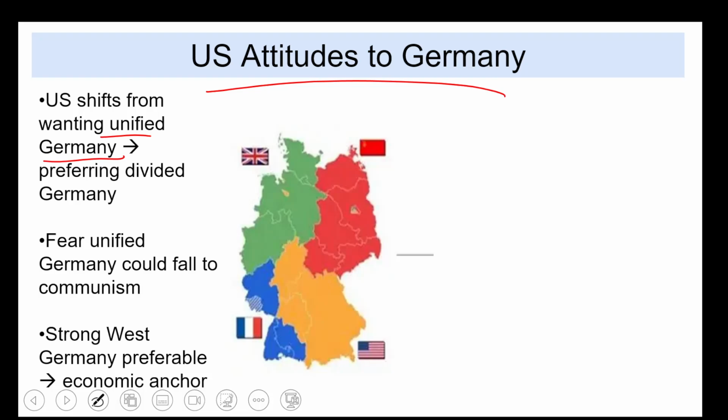But they then modify their position, essentially post the Long Telegram. The thinking changes because the fear is a unified Germany would fall under communist influence. So therefore, what you don't want is a unified Germany. You actually want a divided Germany.